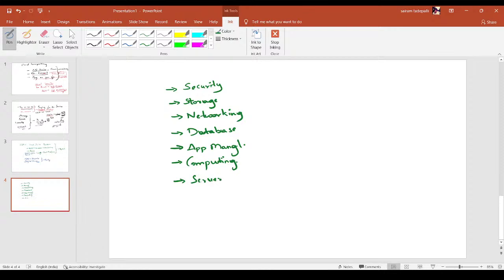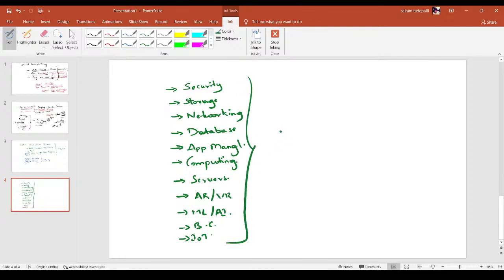Servers. And remaining things like AR, VR, augmented reality, virtual reality, ML, AI, blockchain, IoT. So all these services are being provided by AWS and Azure.